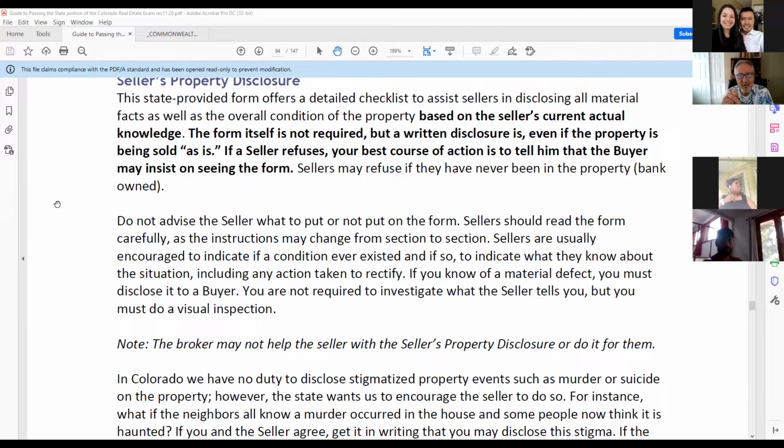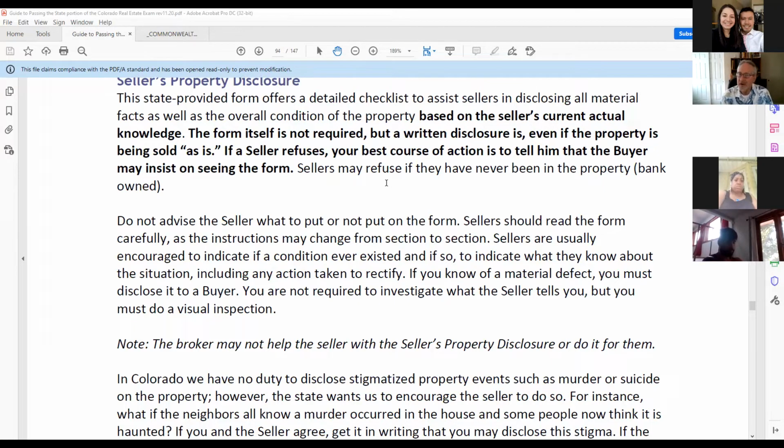We provide this form for them for the ease of satisfying the requirement, right? So based on the seller's current knowledge, they fill out the form. If they don't want to do it, you've got to ask them, okay, what do I tell the buyer when they ask me, why aren't you filling out the form? Good question.